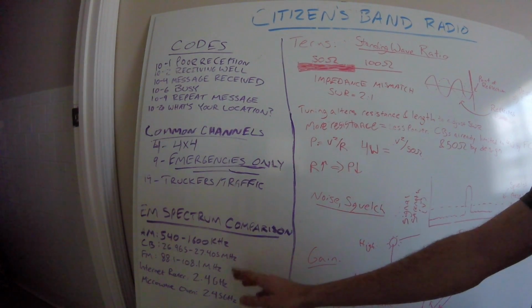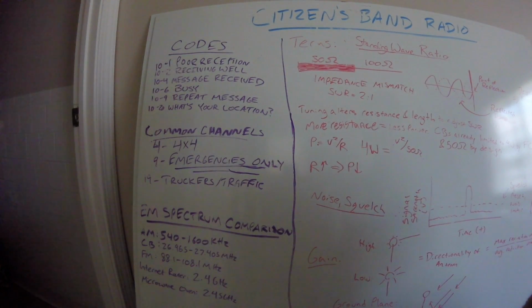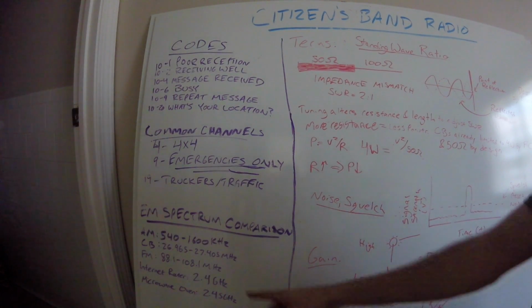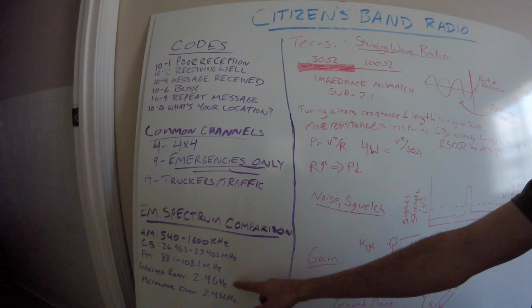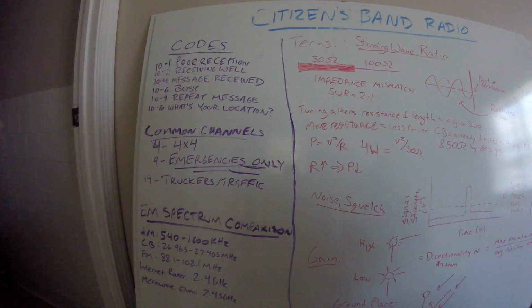So the lower the frequency, the longer the wavelength, and the farther the wave can travel. That's why, on your internet router, the 2.4 gigahertz will actually travel farther around the house than the 5 gigahertz one will. But the 5 gigahertz one carries more energy and is faster.